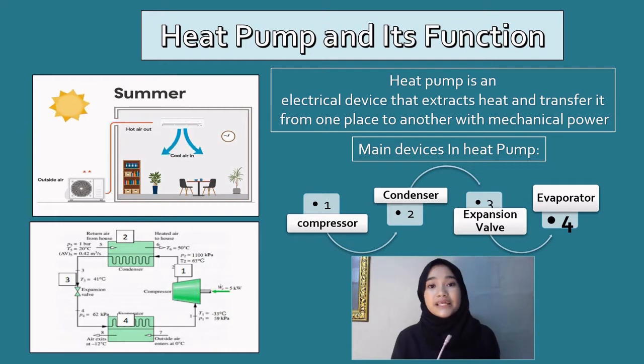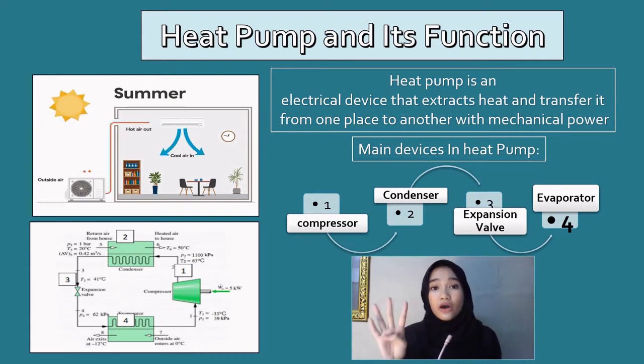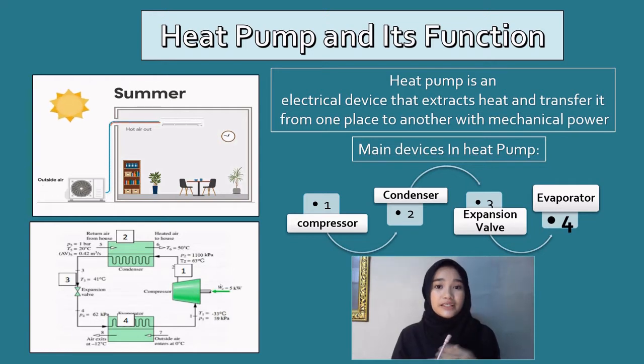Theoretically, the heat pump is an electrical device that transfers heat from one place to another with mechanical power. As you know, there are 4 important devices or components in the heat pump process. First is the compressor, then the evaporator, next the expansion valve, and lastly the condenser. All of these devices have their own function.